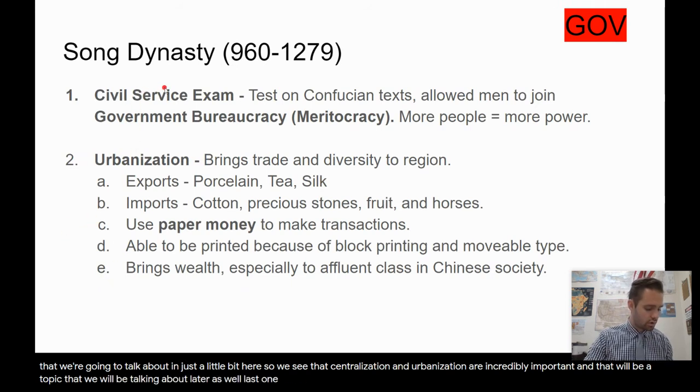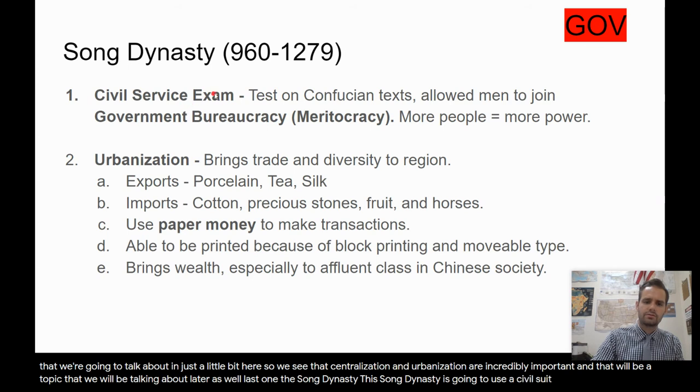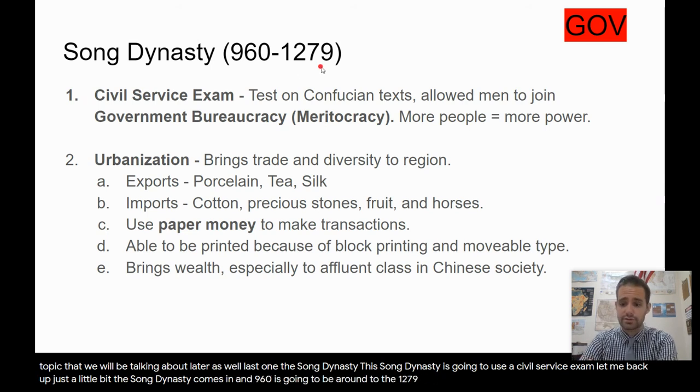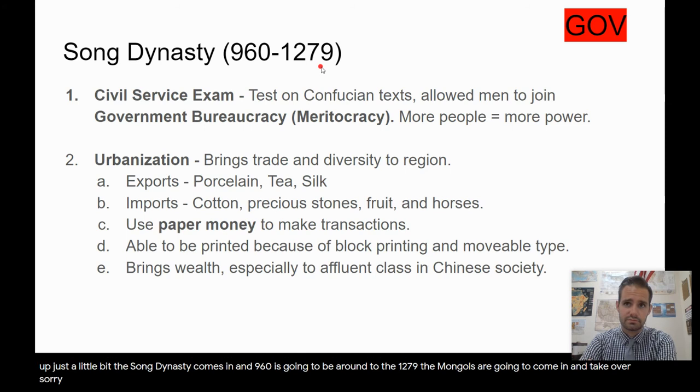Last one, the Song Dynasty. The Song Dynasty is going to use a civil service exam. Let me back up just a little bit. The Song Dynasty comes in 960 and is going to be around till 1279. The Mongols are going to come in and take over. Sorry to spoil it there, but we'll talk about the Mongols a bit more in Unit 2.